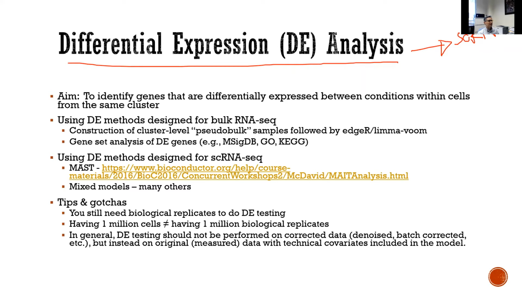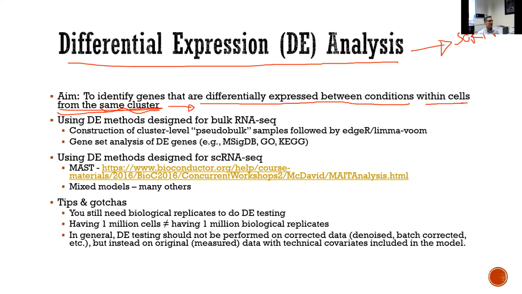So the purpose of this is to identify the genes that are differentially expressed between conditions within cells from the same cluster. Remember, from the same cluster means they are probably the same cell type. You don't want to compare apple to pear. You want to compare apple to apple, orange to orange, instead of comparing between two different cell types across two different samples or conditions. So that's the purpose of the DE analysis for single cell RNA-seq.